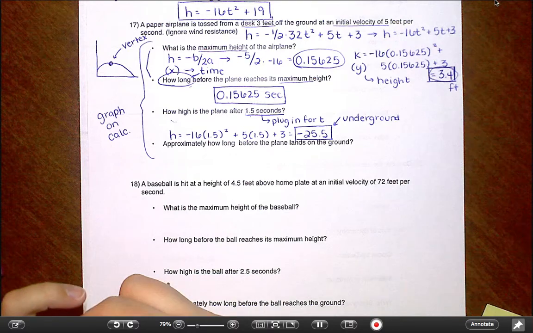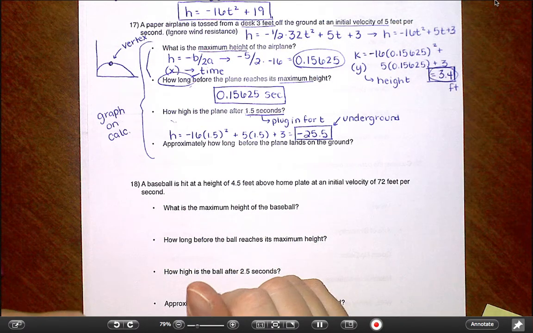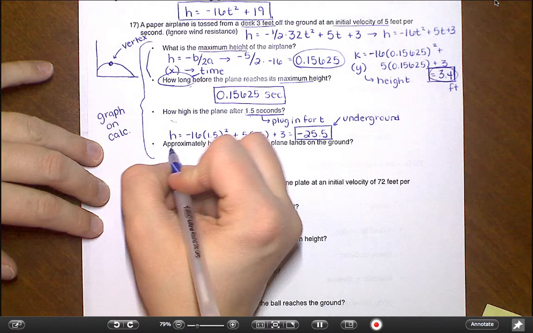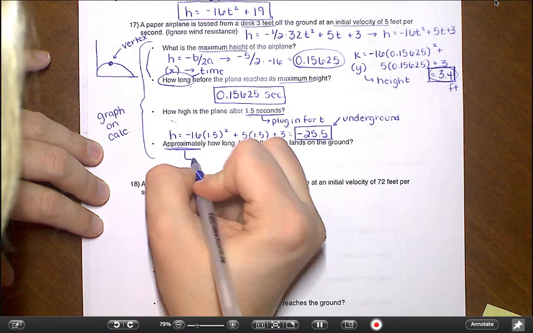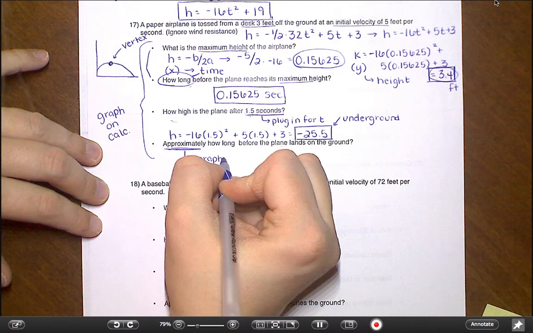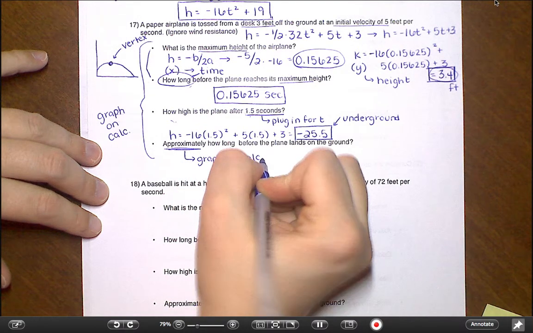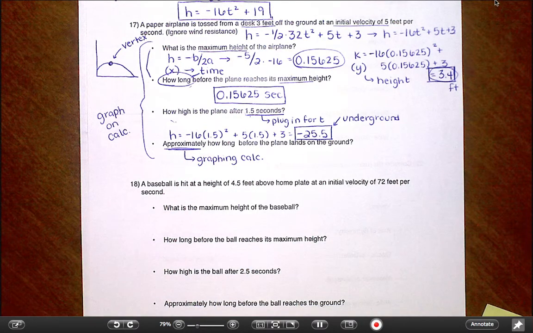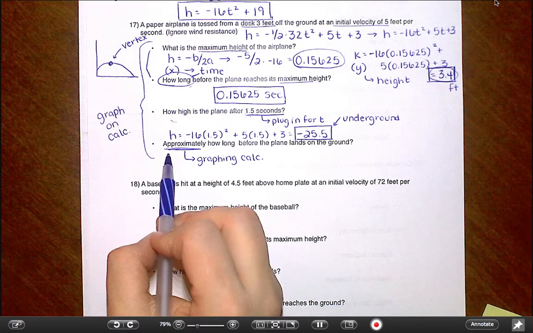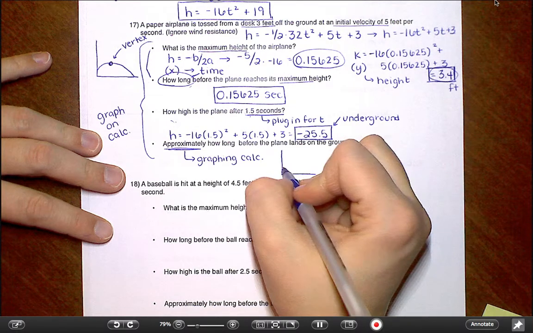And then, approximately how long before the plane lands on the ground? You know what, on this one, especially since it says approximately, I really recommend that you use your calculator. And we can go over that in class if you need to. To do it by hand, you would have to use the quadratic formula. And on that previous page, we just killed the quadratic formula, so I don't know that we need to do that again. But since it says approximately, what you can really do is look at it on a calculator.